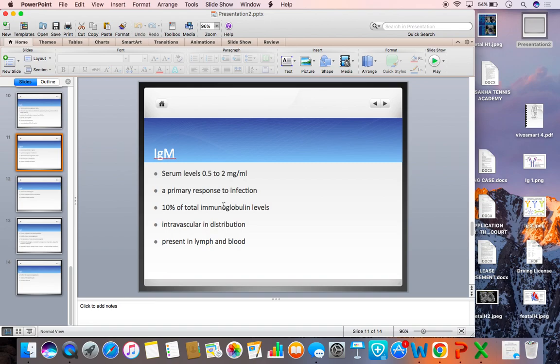IgM, its serum level is 0.5 to 2 milligrams per ml. It is produced as a primary response to infection. It comprises 10% of the total immunoglobulin levels. It is intravascular in distribution, present in lymph and blood. IgA, an interesting immunoglobulin, is present in the secretions as well as the mucous membranes. It provides surface immunity. It has two types, secretory IgA and serum IgA.